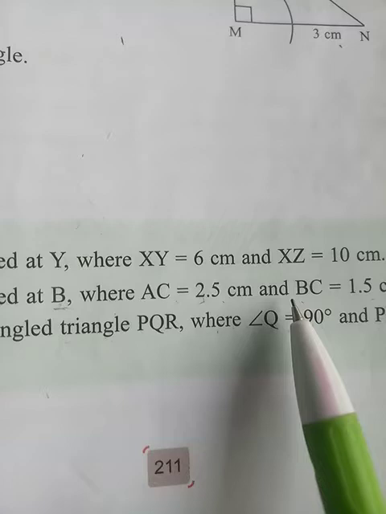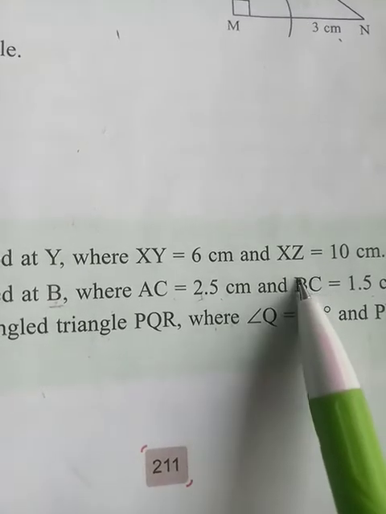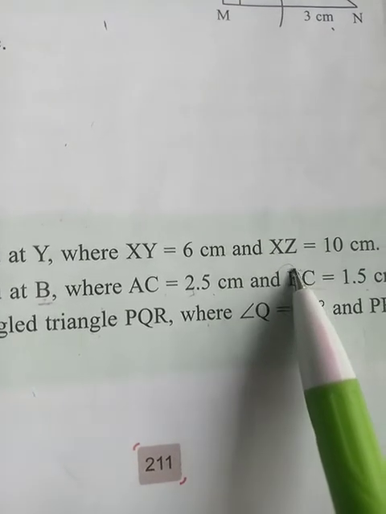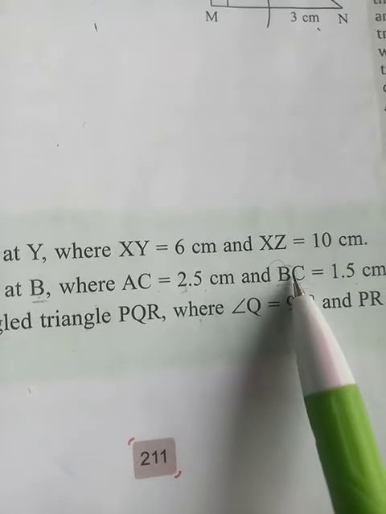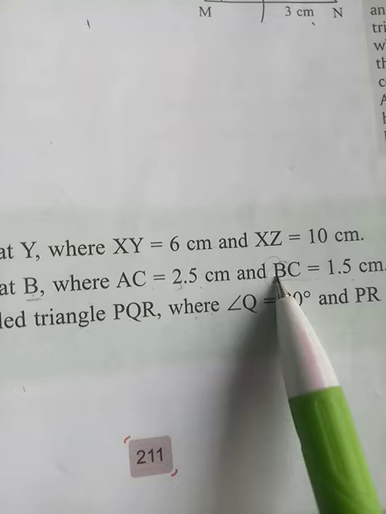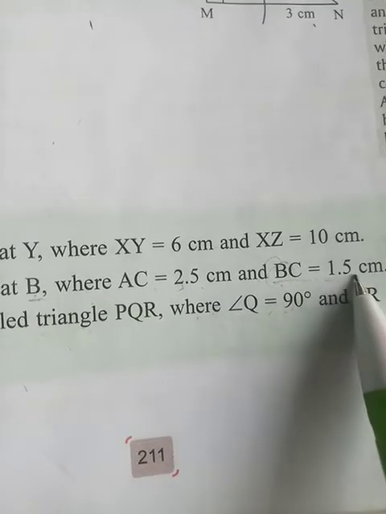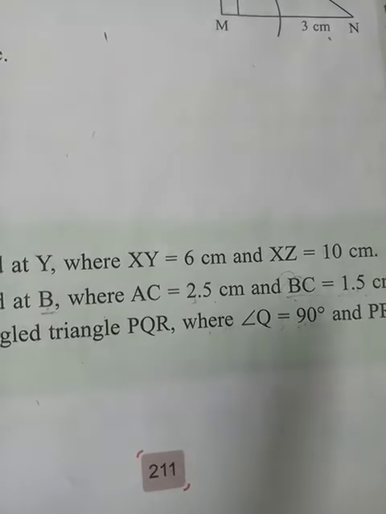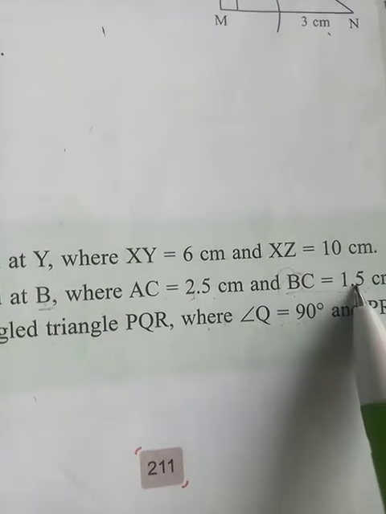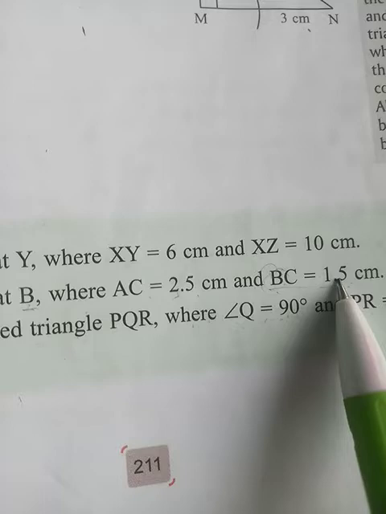It means we need to take this line segment as a base because it includes the point B. So we can easily draw the 90-degree angle on the baseline. So we take 1.5 as the baseline. One more logic is there, beta, for taking BC as the baseline.